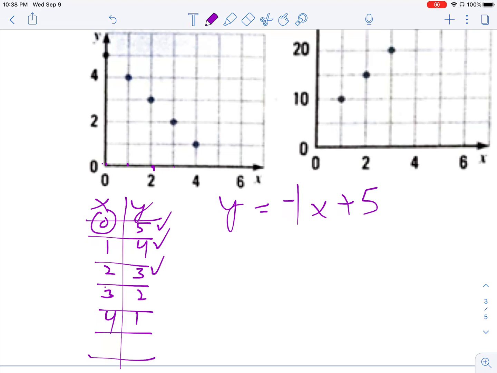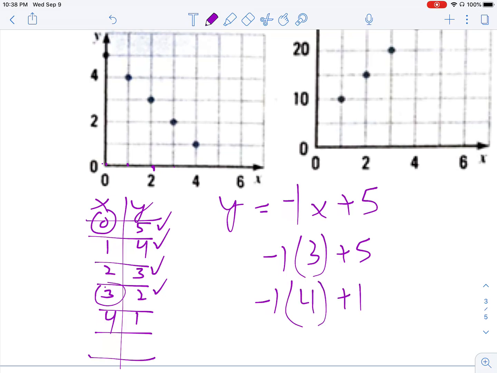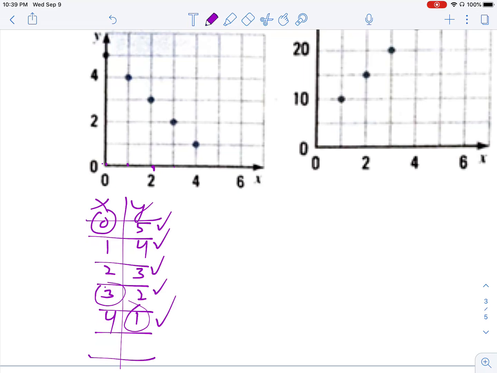If I finish these last two, if I take negative 1 times 3, I get negative 3 plus 5 gives me 2. And if I take negative 1 and multiply it by 4 and add 5 to it, well, that gives me 1. So your function is y equals negative 1x plus 5.